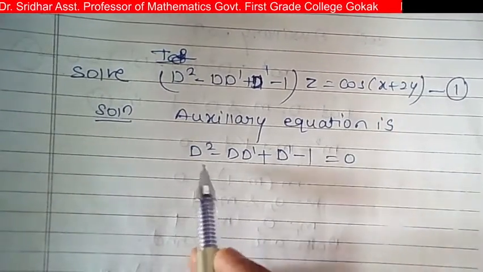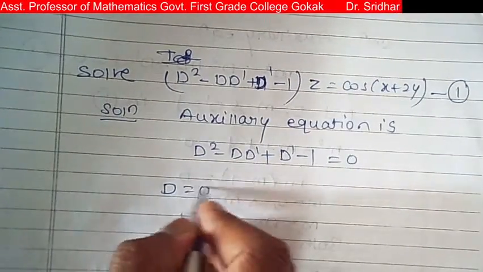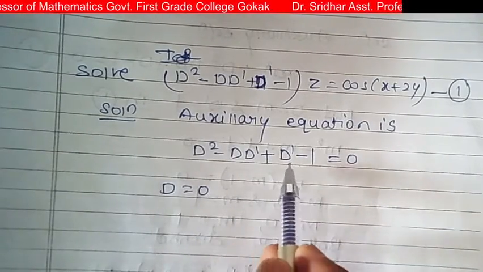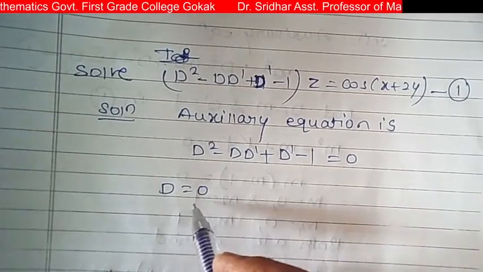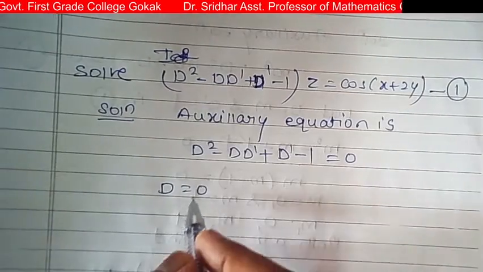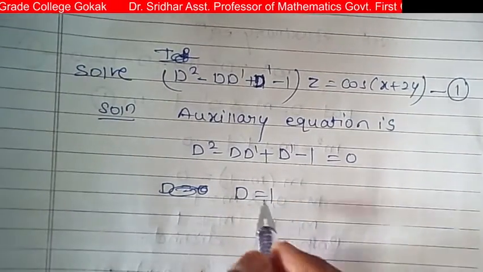When you substitute D is equal to 0, this is 0 minus 0 plus 0 minus 1, so you are getting minus 1. So for this value of D, the equation is not satisfied. Next we go to D is equal to 1. Put D is equal to 1 in this.